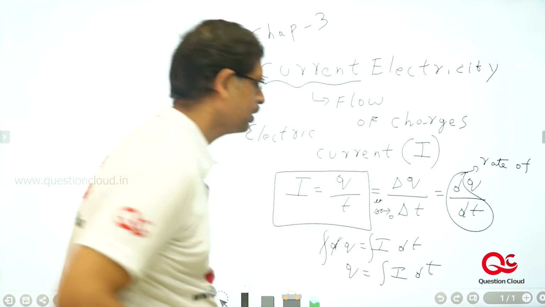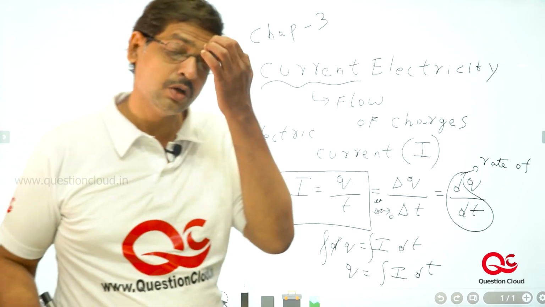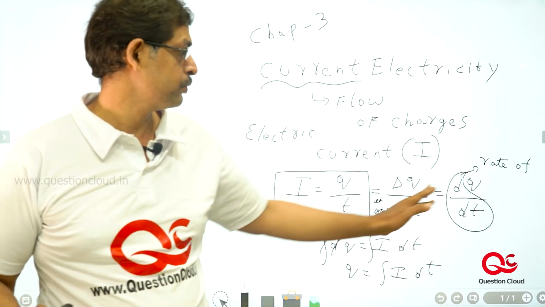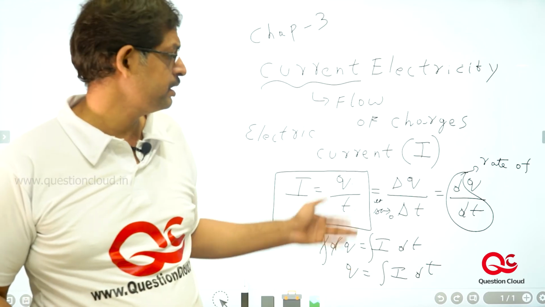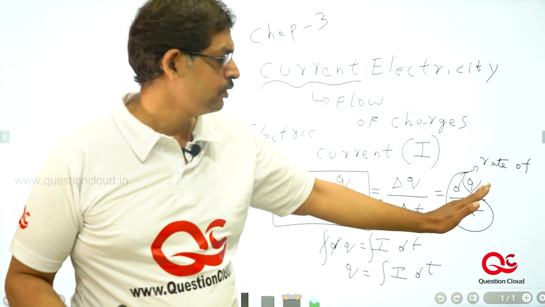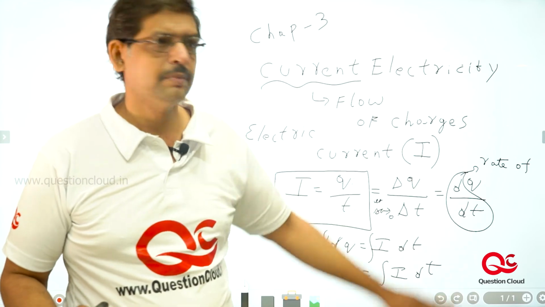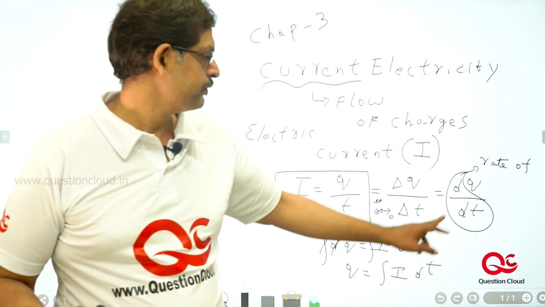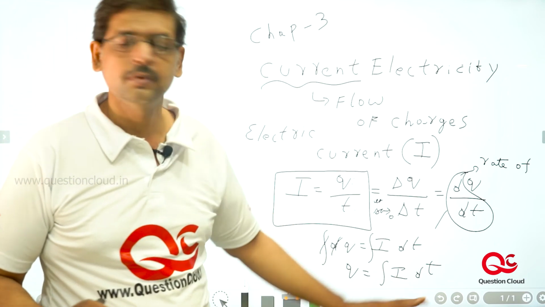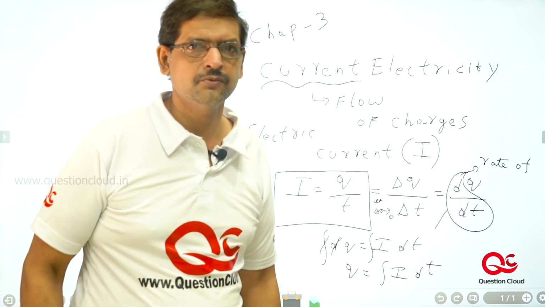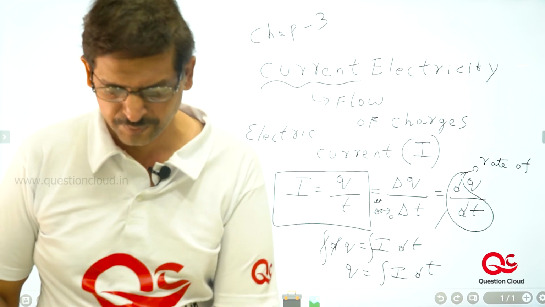Only the forms change according to the mathematical expressions you are using, but the basic formula is going to be the same, that is, I is equal to q by t. If I use differentiation, it becomes this form. If I use integration, it becomes this form. So don't worry about the change of form, because the basic formula is the same.